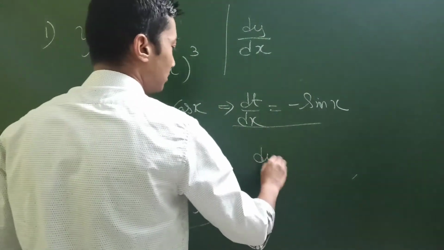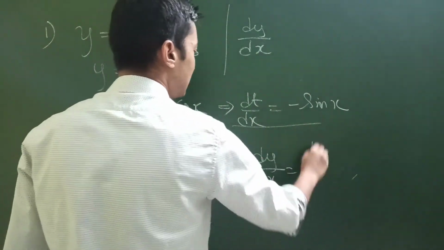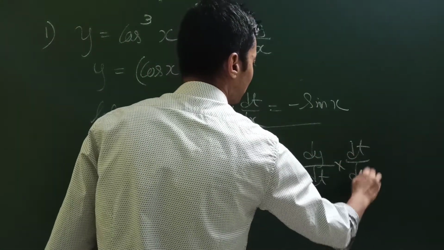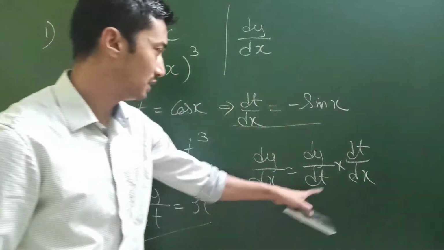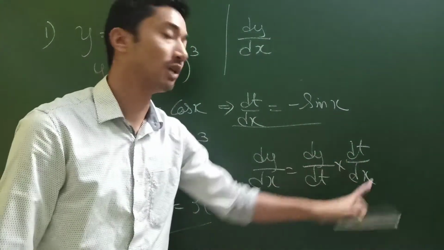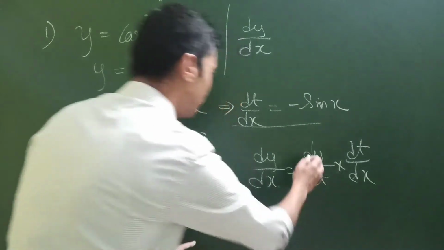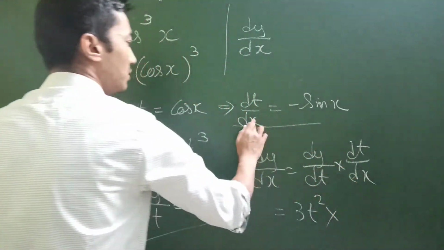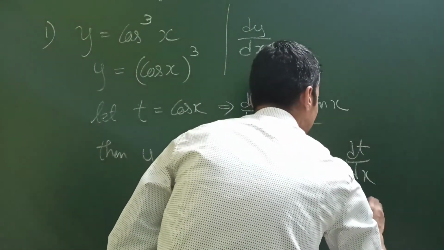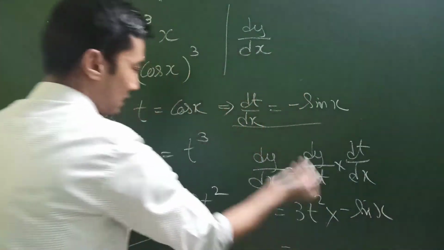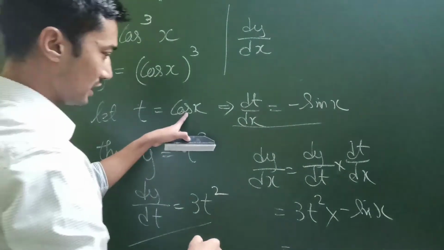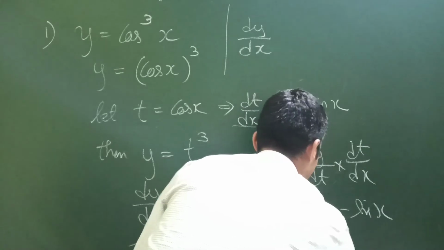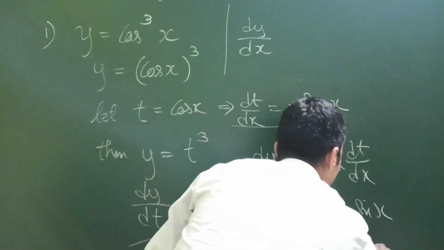So ultimately now, dy by dx can be written as dy by dt into dt by dx. So what was the value of dy by dt? It was 3t squared, and dt by dx was minus sine x. Now we can bring back the value of t, that is cos x. So t squared is going to be 3 cos squared x, combined with minus sine x.